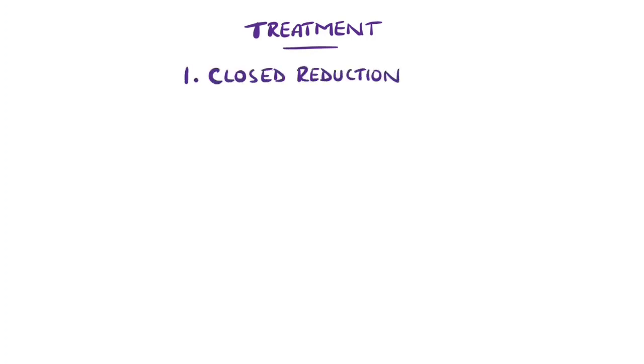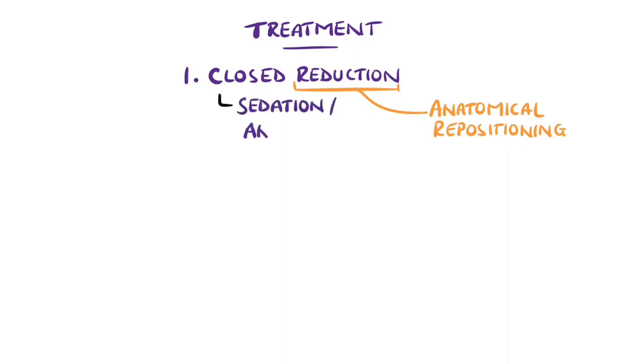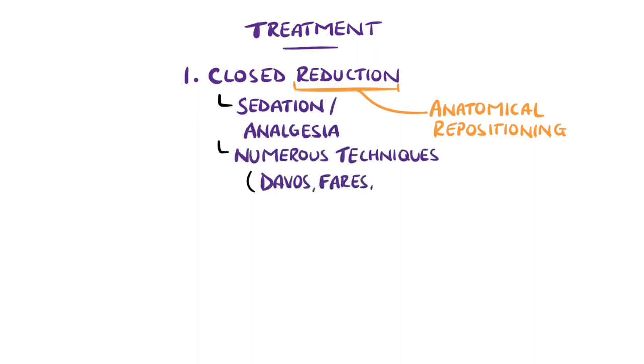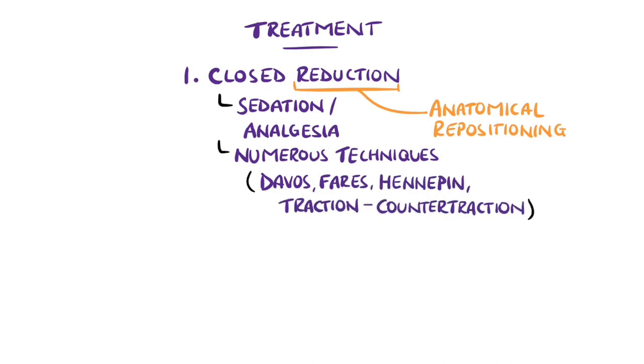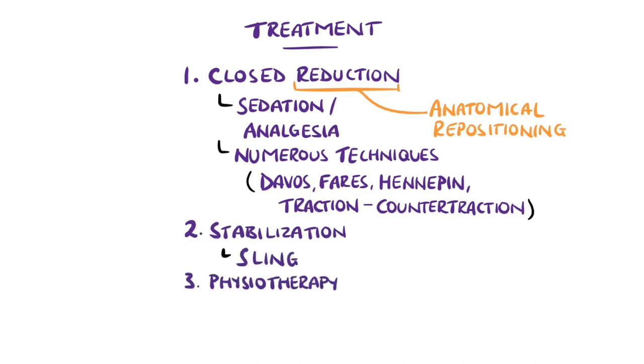To treat a dislocated shoulder, it needs to be reduced, which means repositioning of the affected bone to its normal anatomy, in this case the humerus. This is known as a closed reduction because the skin is not opened to reposition the anatomy. It's normally done with some sedation and analgesia, and there are multiple techniques used. Afterwards, there is normally a period of stabilization in a sling, followed by gradual physiotherapy. In recurrent cases, surgery may be needed to stabilize the joint.